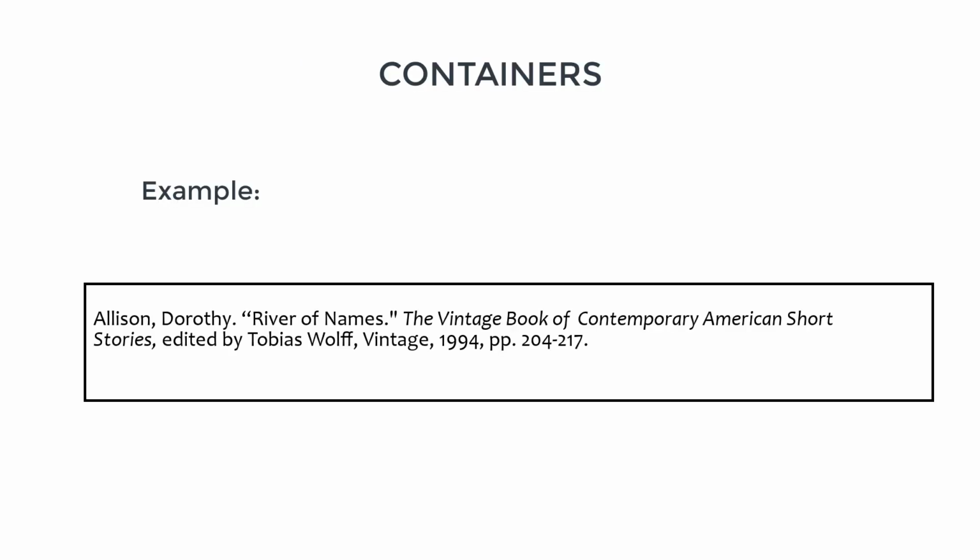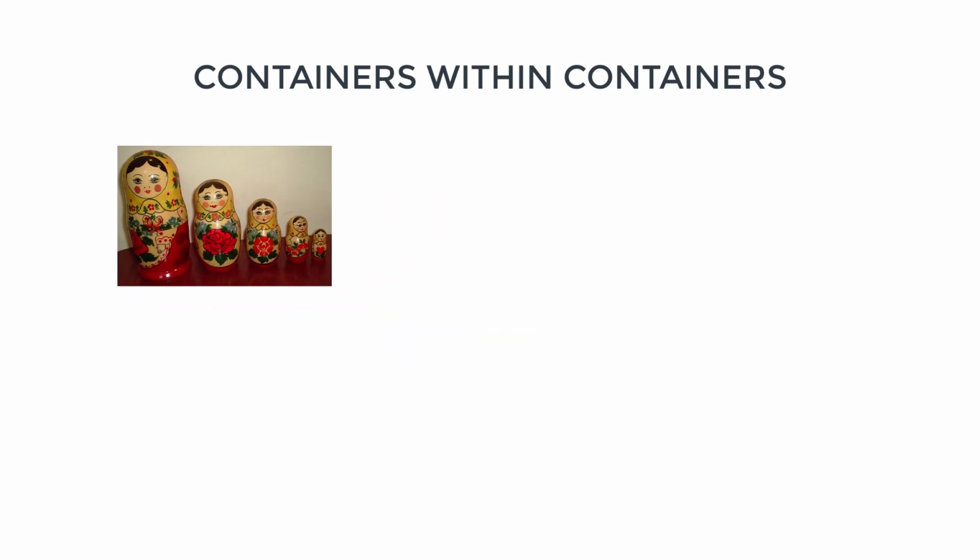Here is an example of a citation that does include a container. In this example, the source is the short story River of Names by Dorothy Allison. The container is the book The Vintage Book of Contemporary American Short Stories. This book was edited by Tobias Wolff, who is listed here in the Other Contributor field. Following the author, the title of the source, the title of the container, and the other contributor are the publication date and location, which in this case is a page range, showing where the short story is located in the book.